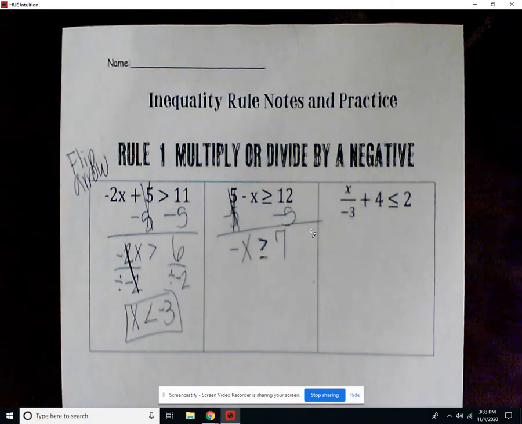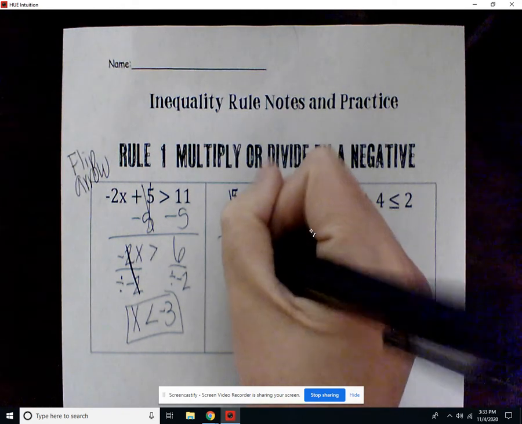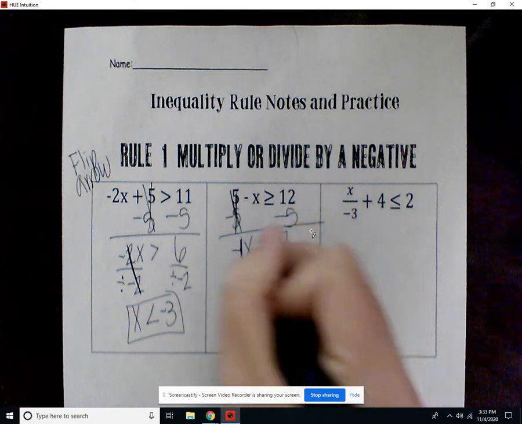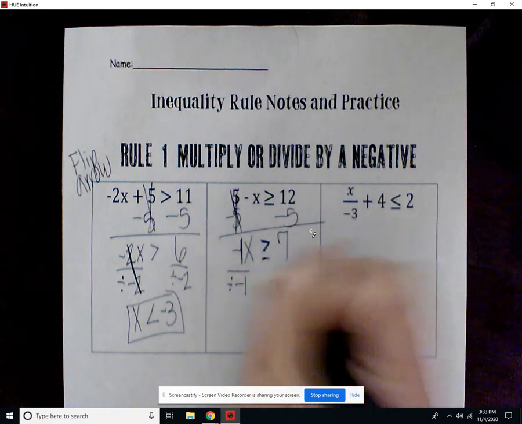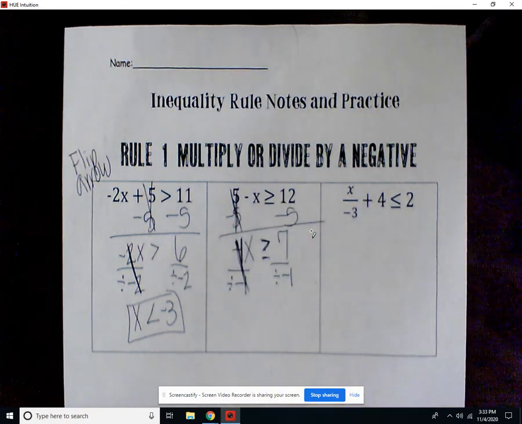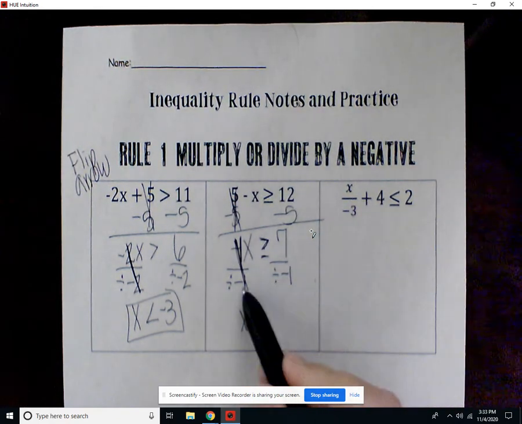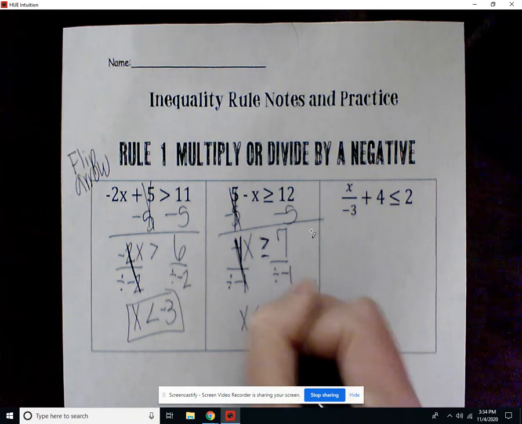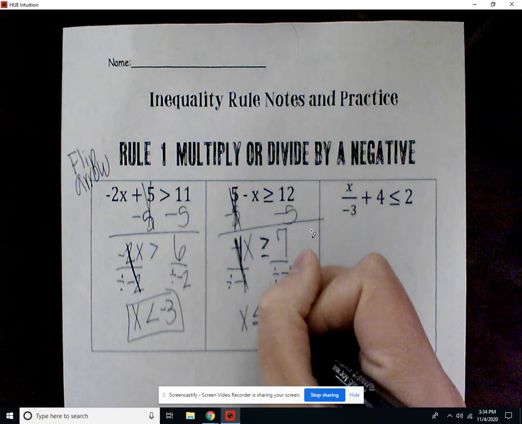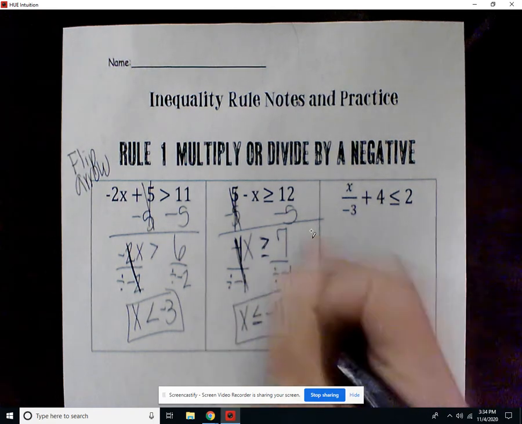So when we have a negative x, it's the same thing as saying negative 1x. So our operation is going to be division. Divide by negative 1. So those will cancel. We're left with x. So again, we're dividing by negative 1, our arrow will flip direction. 7 divided by negative 1 is negative 7.